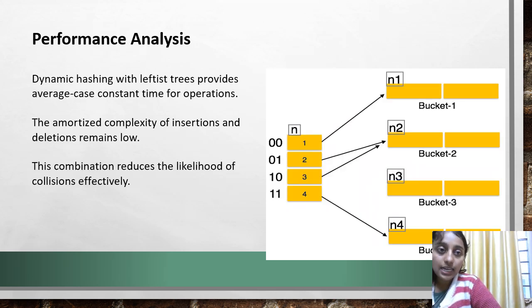Let us see the performance analysis. Dynamic hashing with leftist tree provides average case constant time for operations. The amortized complexity of insertion and deletion remains low. This combination reduces the likelihood of collision effectively.